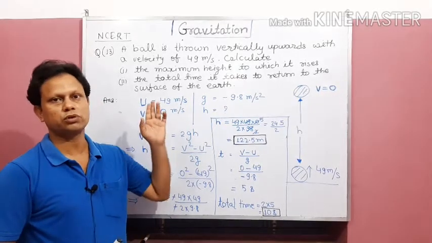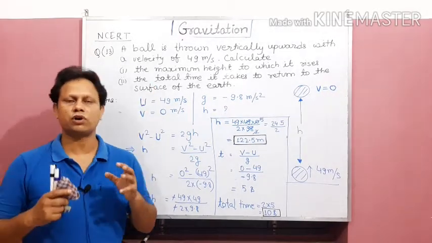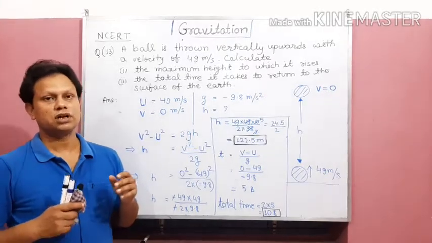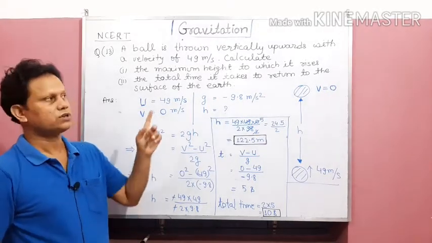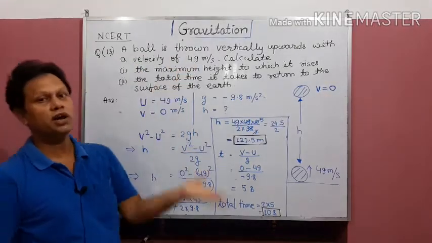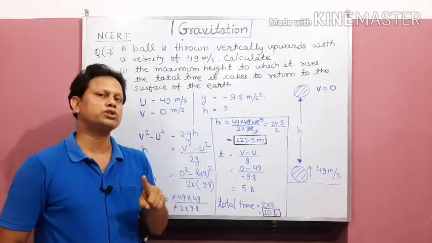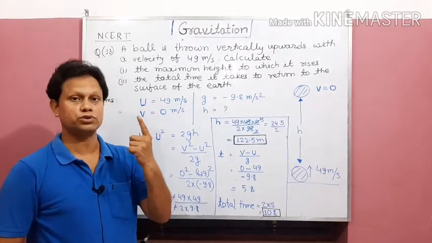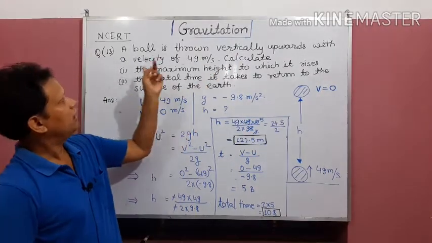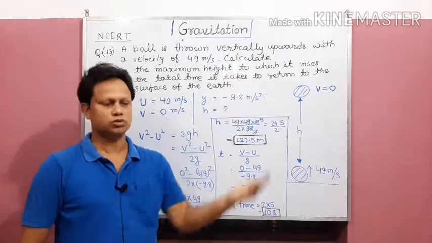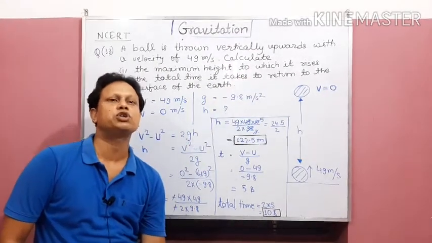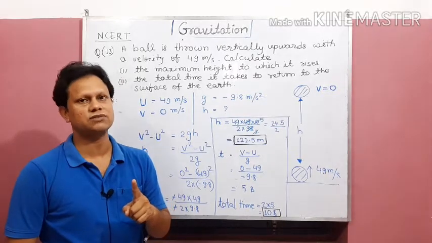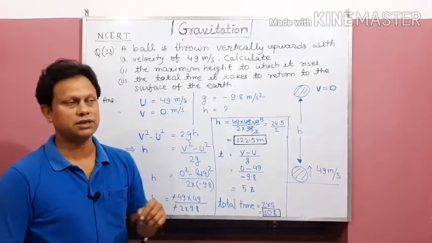First we will go through the question and try to understand the information hidden in it, and on the basis of the equations of motion we will try to solve it. The question says a ball is thrown vertically upward. So what kind of motion? First of all we should gather in our mind that it is a vertically upward motion with a velocity of 49 meter per second. So the velocity with which it is thrown is 49 meter per second, that is, the initial velocity is 49 meter per second.